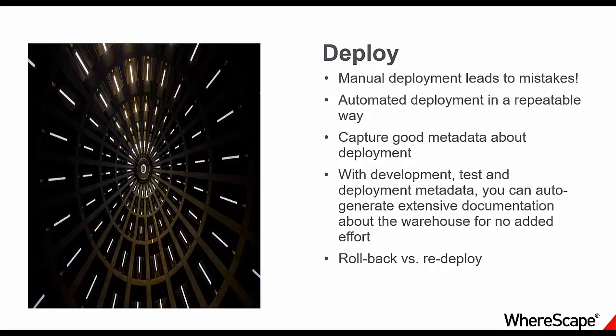Also, it gives you options around things like rollbacks and redeploy. If I deploy something into production, an unexpected situation happens. We don't like it when it happens, but we all know it does happen occasionally. How do I fix it? Do I roll it back? Do I redeploy with a change? Using automation gives you a lot more ability to do that in an automated way.